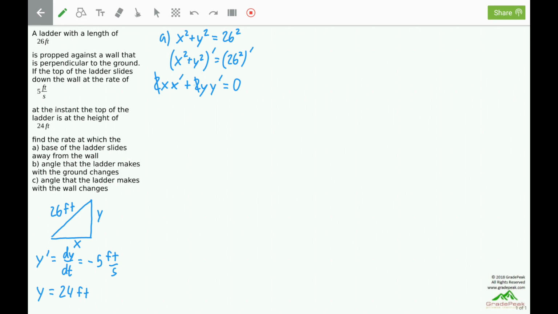We're trying to solve for x prime here. We need an x, a y, and a y prime. Now we have a y and a y prime, but we do not yet have an x value. However, we have a relation between y and x, so if you know one, you can find the other in the related variables equation. Let's plug a 24 in for y. I'm going to work that out down here near the picture. So we have the equation x squared plus y squared equals 26 squared. We can plug a 24 in for y.